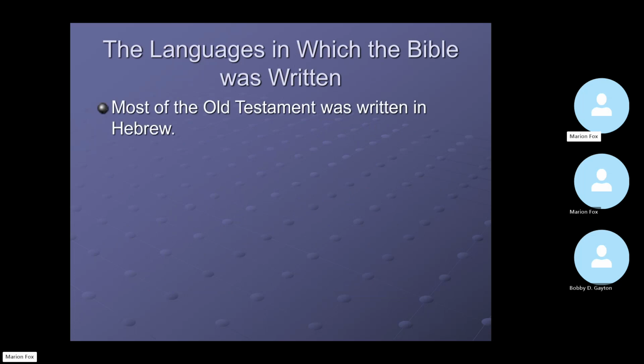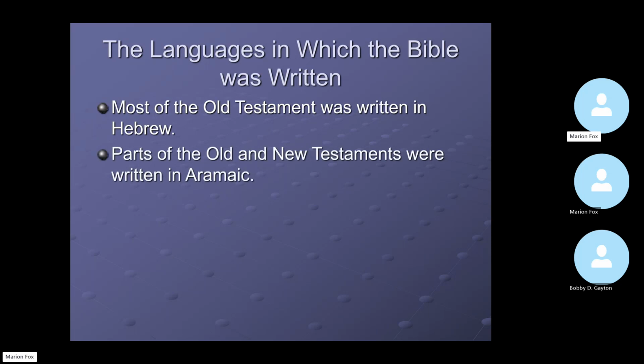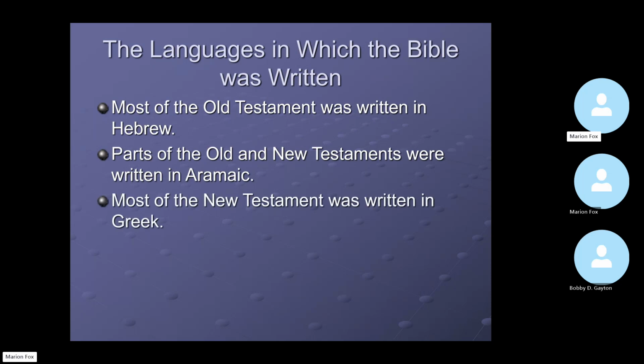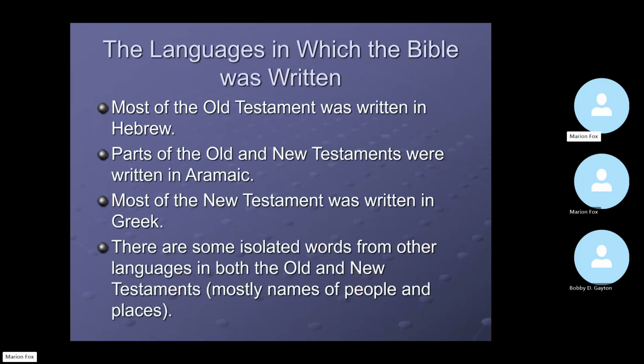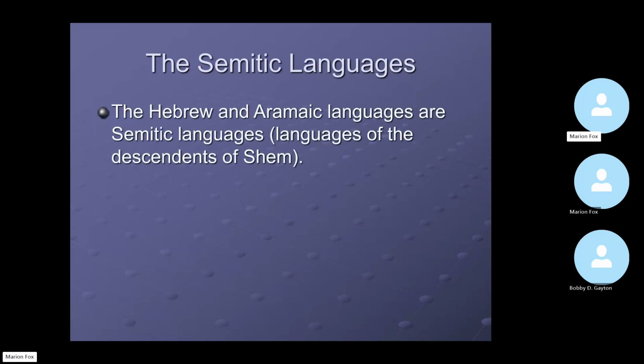Now, most of the Old Testament was written in the Hebrew language. There are some portions that are written in Aramaic, and a few words, as I said, names of people and places, that are in other languages. Some parts of the Old Testament and New Testament were written in Aramaic, and most of the New Testament was written in Greek, again with a few words that are other languages, such as names of places and people, mostly. There are some isolated words, mostly names of people and places in other languages, in both the Old and New Testament, as I said.